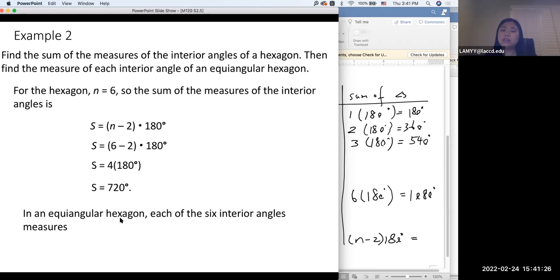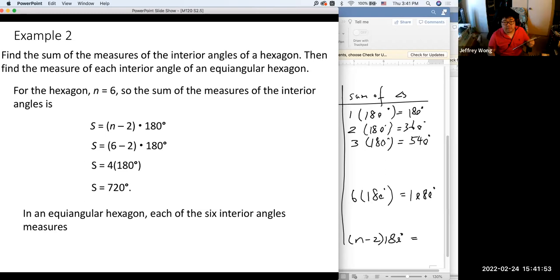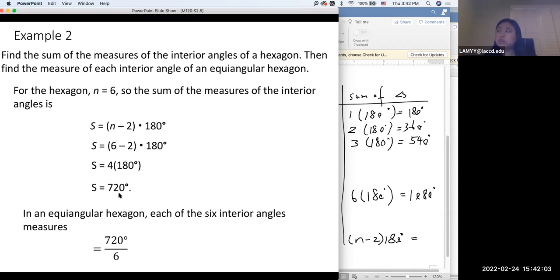Okay, how about an equiangular hexagon? Remember what the meaning of equiangular is? All angles are the same. The angles are congruent, right? All the angle measures are congruent. So each of the 6 interior angles measures how many degrees? 120 degrees. How did you get that? 720 divided by 6. Good. The total of the interior angles is 720 degrees, right? And they have 6 interior angles. Since they are equiangular, you divide by 6. So you have 120 degrees. Good.